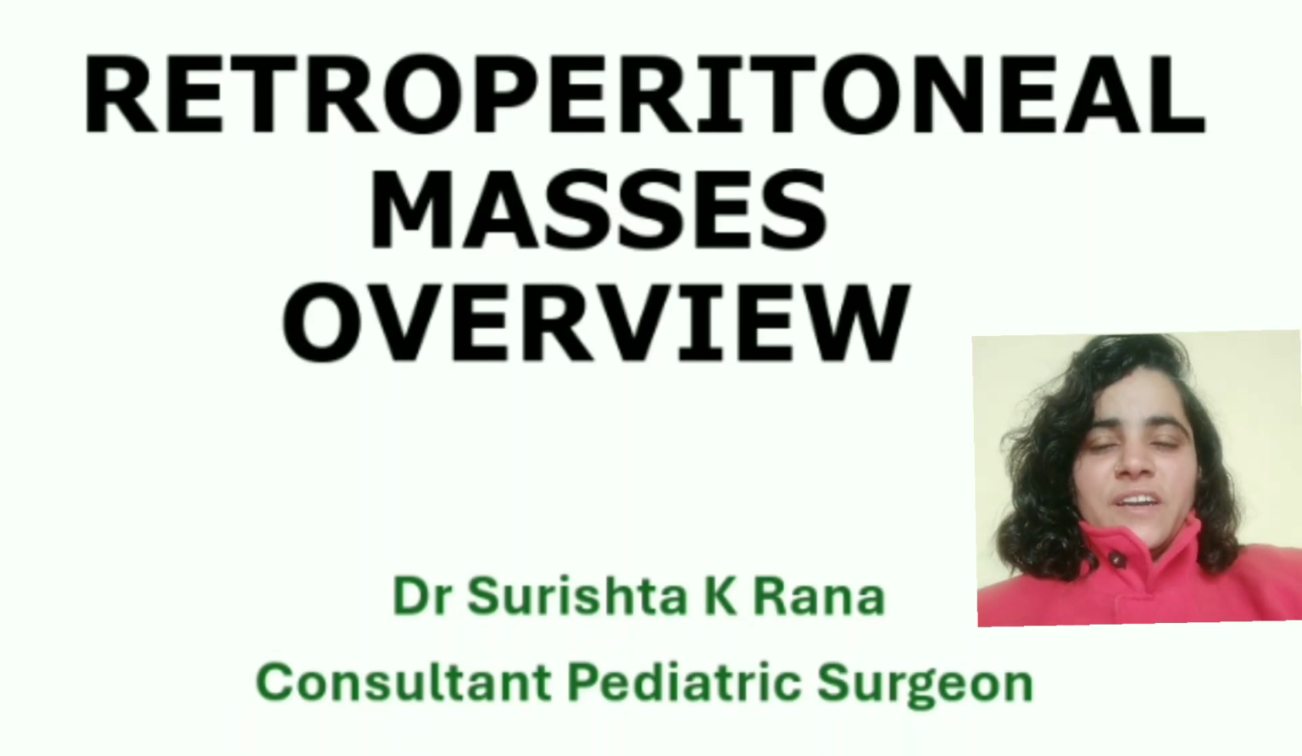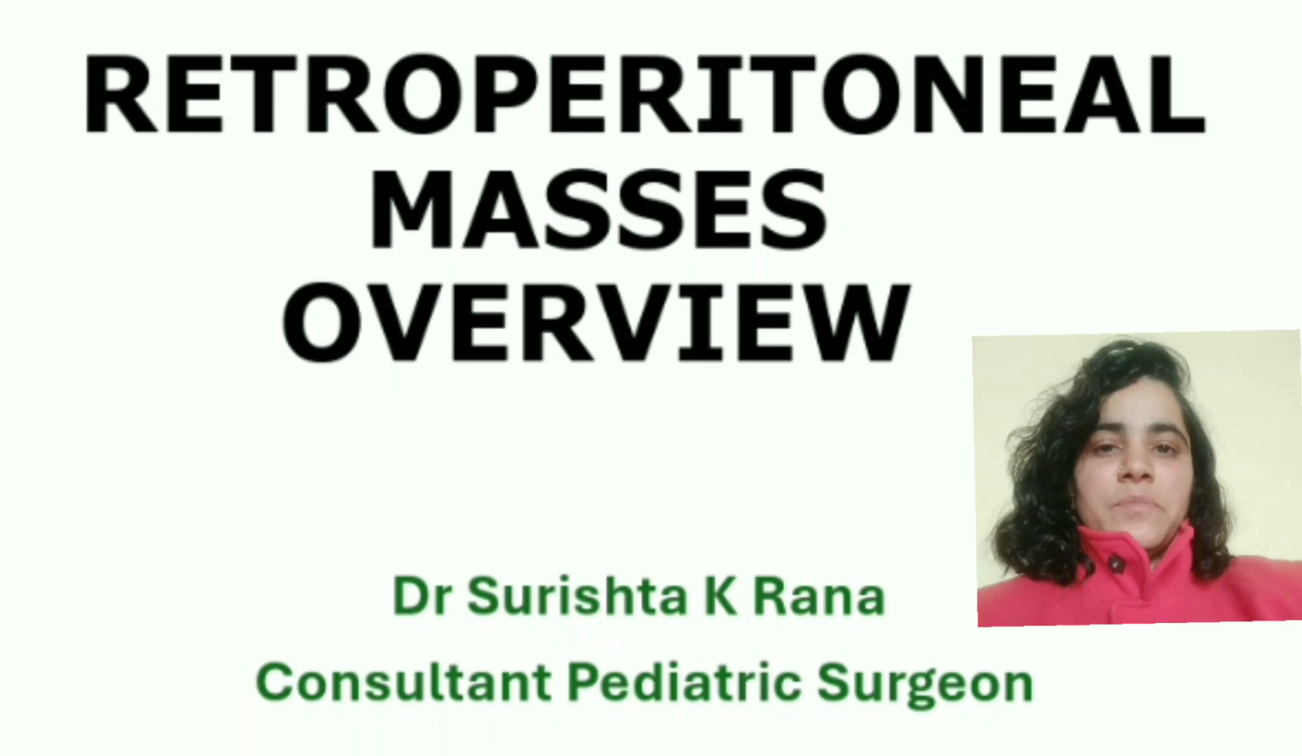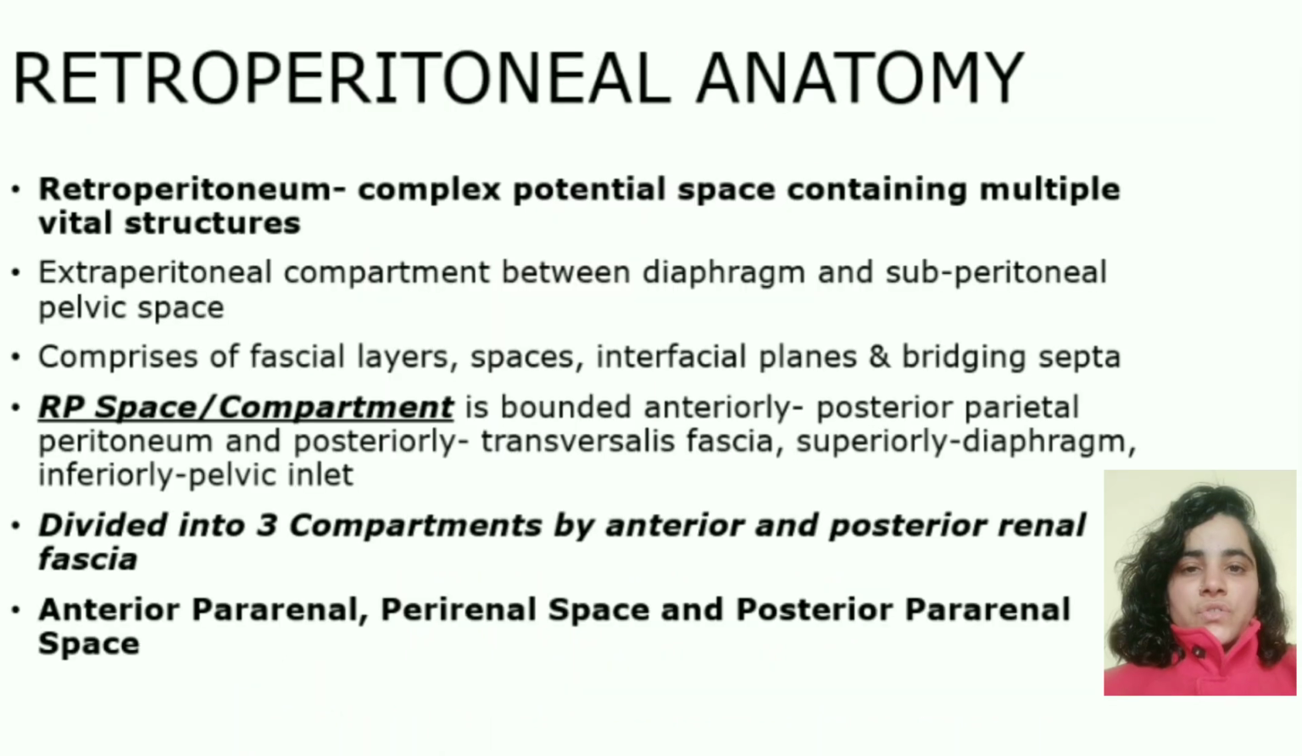Discussing retroperitoneal masses and a little bit about the retroperitoneal anatomy. So talking about the retroperitoneal anatomy first, it's a complex potential space containing multiple vital structures, also known as the extraperitoneal compartment, and it lies between the diaphragm and the subperitoneal pelvic space.